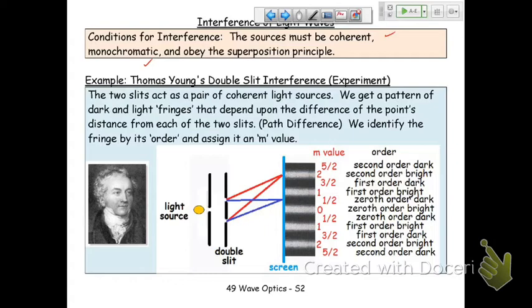So light must be coherent. Monochromatic, that means single frequency. You don't want a whole bunch of frequencies. And it's got to follow the superposition principle. So if I put a crest on a crest, I get a crest that's twice as big. If I put a trough on a trough, I get a trough that's twice as deep. It adds up, using sums.